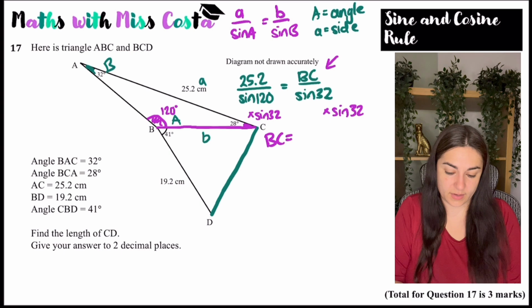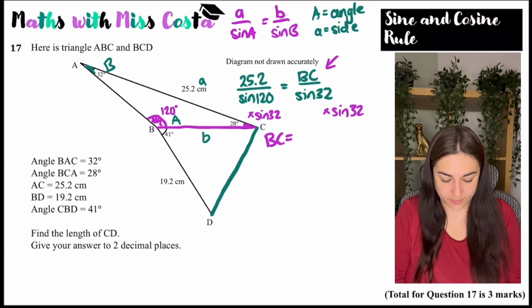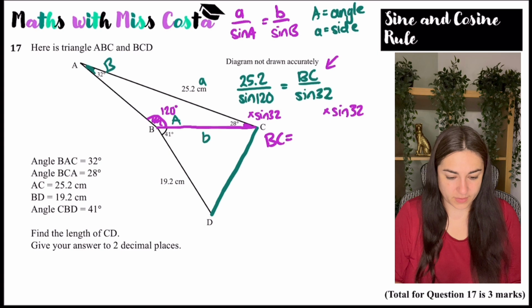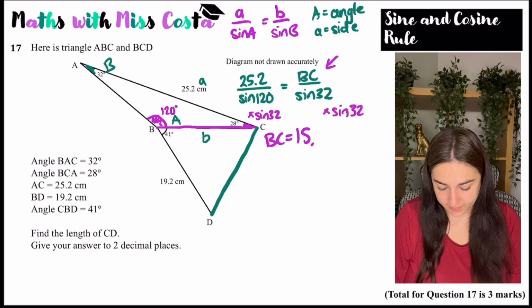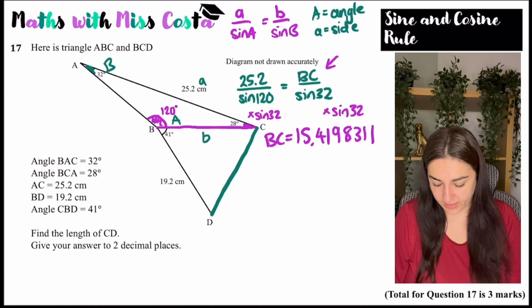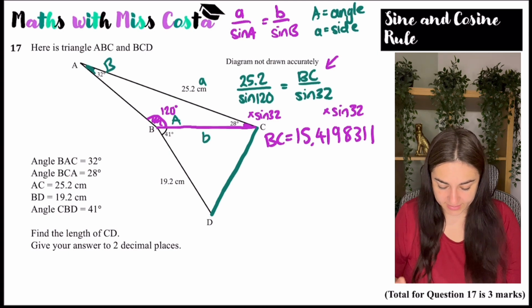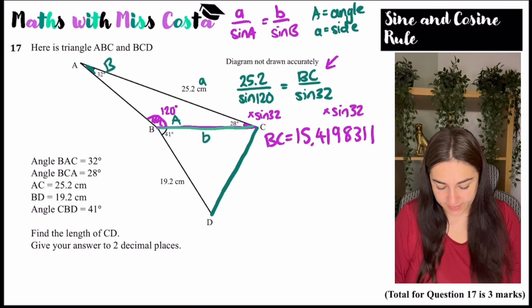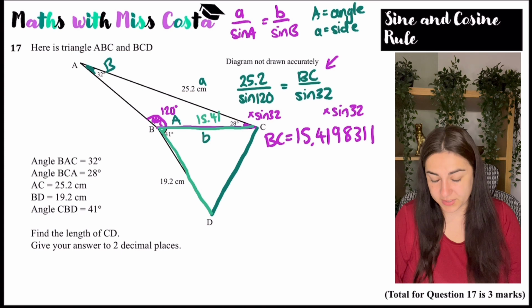So 25.2 over sine 120. Remember to close your bracket when you're typing in the angle. Times by sine 32 is 15.4198311. Okay, so now I know the length of that side, 15.41. I know the length of this side, so I have two sides and one angle, and I'm trying to work out a third side.